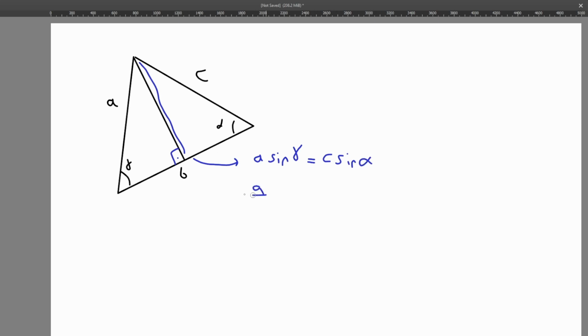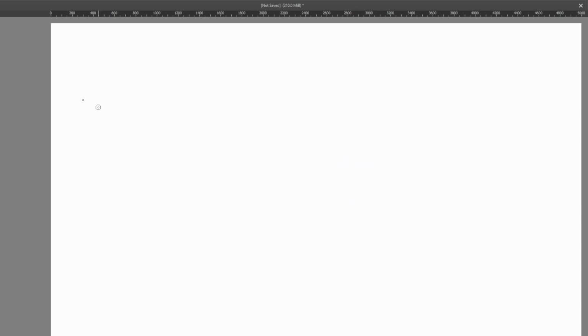And doing some algebra, we get that A over sine of alpha is equal to C over sine of gamma. And you can do this for all sides, and you will get the proof for the law of sines.